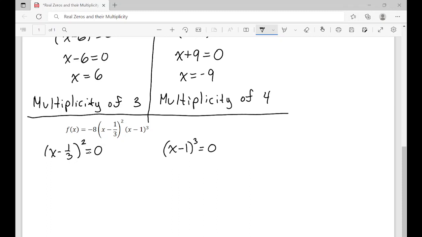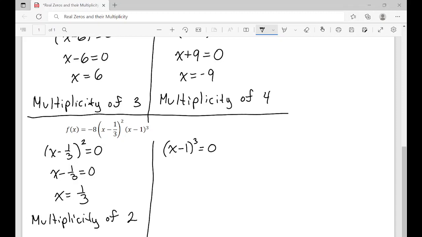So I'm going to take the square root of both sides for the first one, and I'm going to get x minus 1/3 equals 0. And then I'm going to add 1/3 over, so x equals 1/3. And since this is a square here, that means 1/3 occurs twice. So this has multiplicity of 2 because it occurs twice.